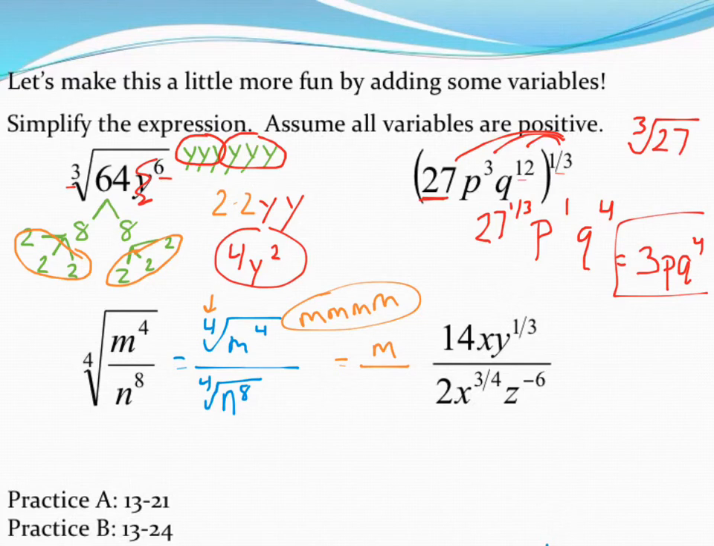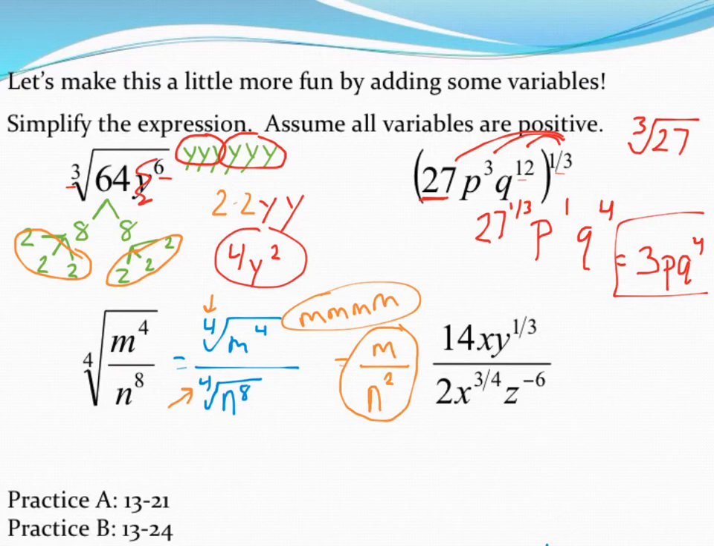On the bottom, I have n to the 8th. Well, maybe try to do this part in your head. Imagine 8 n's all being multiplied together in a row, and I want to see how many sets of 4 I can get out of that. Well, I'd be able to circle 2 sets of them, meaning n squared is what I can take out, and nothing was left over, so they make a clean sweep, and they're out. So m over n squared would be my simplified expression.